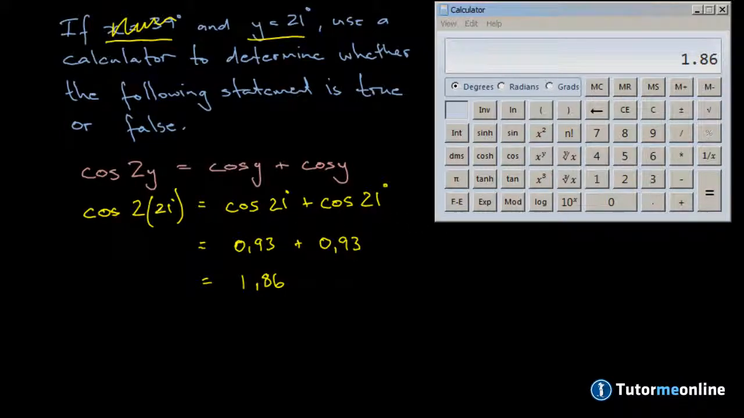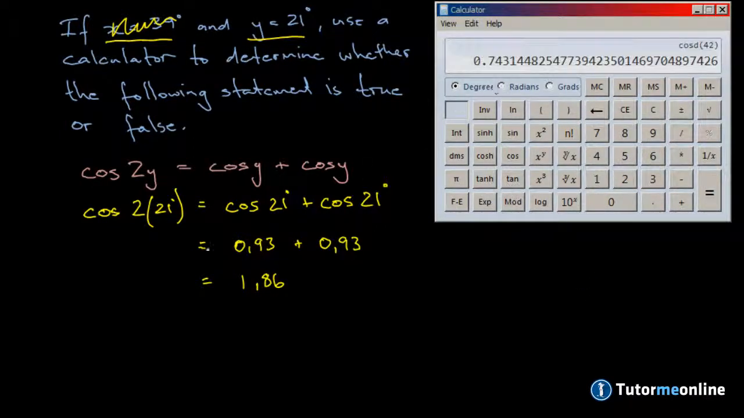Well, what we'll do first is we'll multiply the 21 degrees by 2. So we'll say 21 times 2, which gives us an angle of 42. And then we'll get the cosine of 42 degrees. This then gives us 0.74. And therefore, this equation then equates to false.